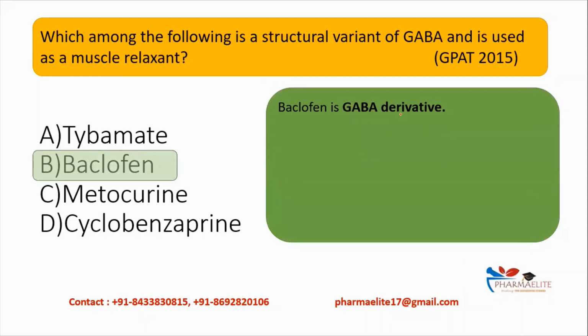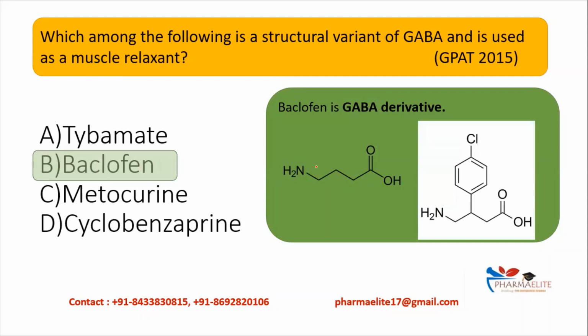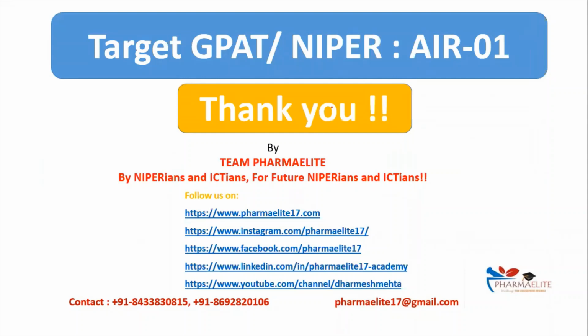As we have studied earlier, baclofen is a GABA derivative. That means its structure is derived from GABA and it is not synthesized from GABA, and it is also known as a structural variant. That is, we can also call this GABA derivative a structural variant of GABA. Thank you.